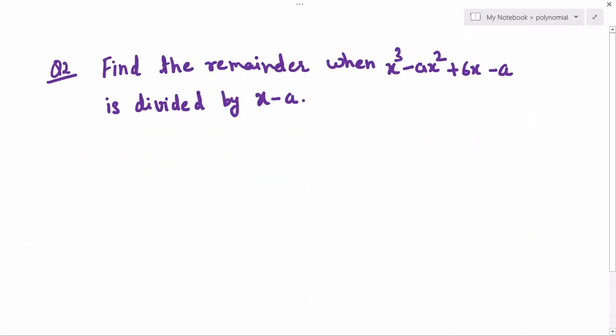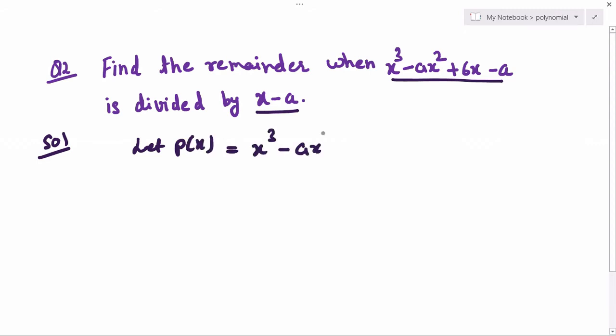Let us see question number 2. Find the remainder when this is divided by this. So you want to divide this polynomial by this divisor. So as we have done in the first question, we will assume let p(x) is x cubed minus a x squared plus 6x minus a. You want to divide this polynomial by x minus a. So put x minus a equal to 0. Here you are getting x equal to a.